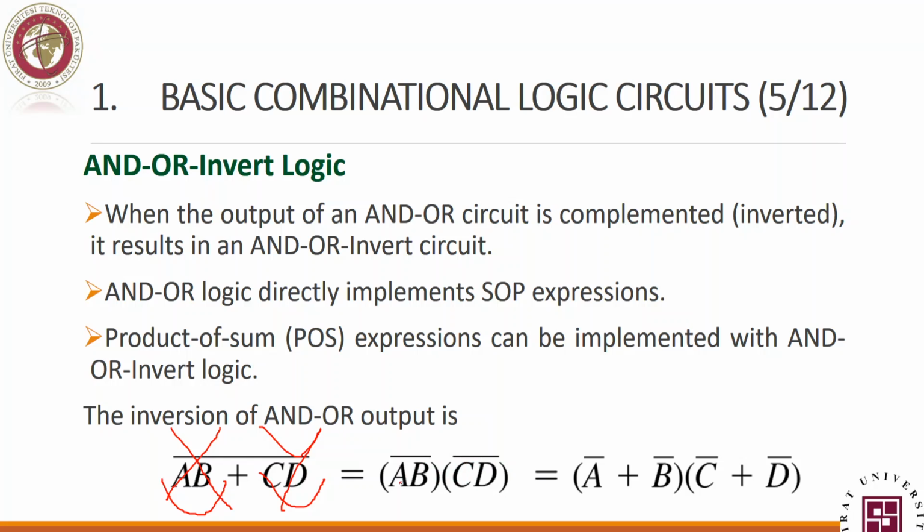Again, apply the same concept. If we have ANDed terms with the inversion or the complementation, it would be OR terms with their inversion separately. Again, the same concept. You can say this is X, Y, now A, B. It will be A bar or B bar. C and D, we do the same. It's complemented. It will be C bar or D bar. All right, this is the idea.